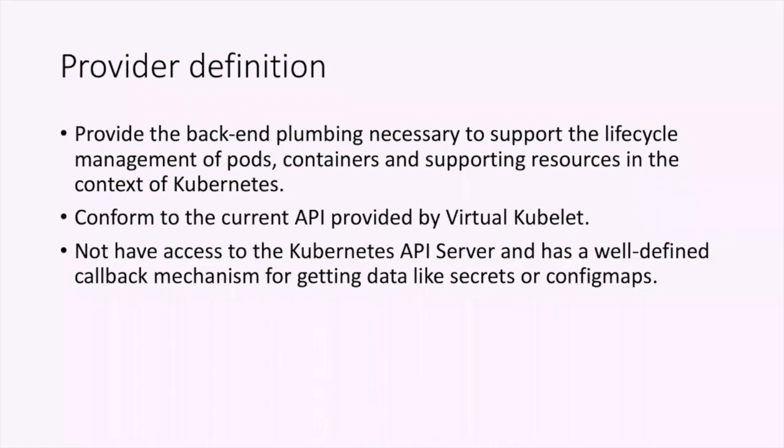It is a little bit different from a node because we aren't exactly a node. You need to conform to the current APIs specified by Virtual Kubelet. And then you can't have direct access to the Kubernetes API. So you need to understand how to get data like secrets or config maps or things like that.